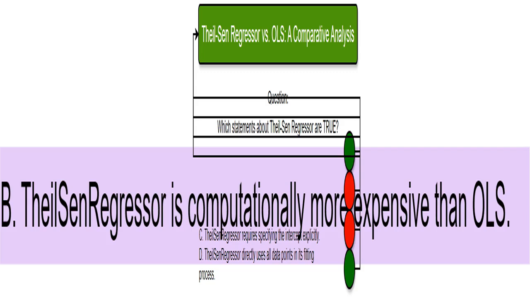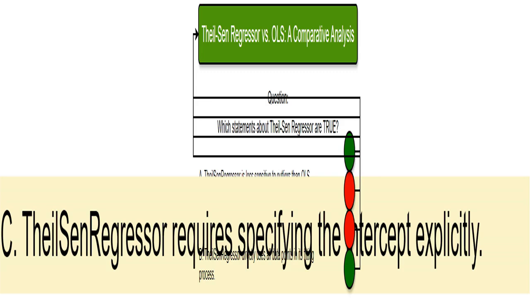This is also true. Calculating all those pairwise slopes and then finding the median is computationally much more intensive than the matrix operations used in OLS. OLS is a straightforward calculation, while TheilSen involves many more computations. This statement is false. The TheilSenRegressor in Sklearn automatically estimates the intercept. You don't need to provide it.